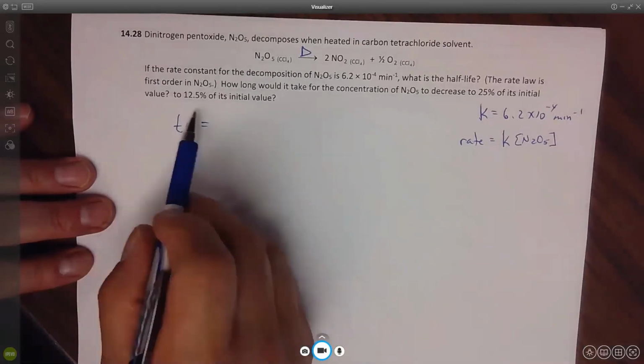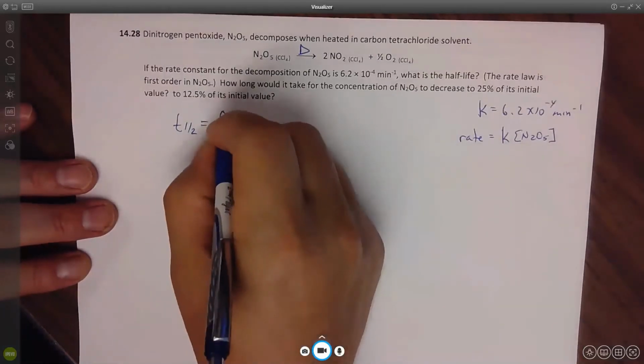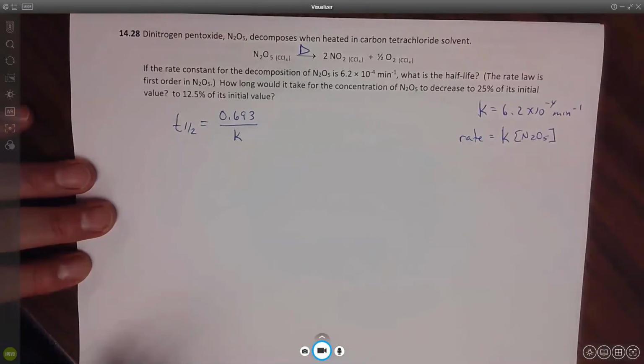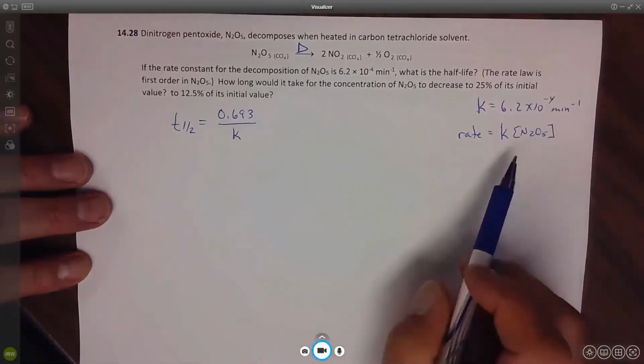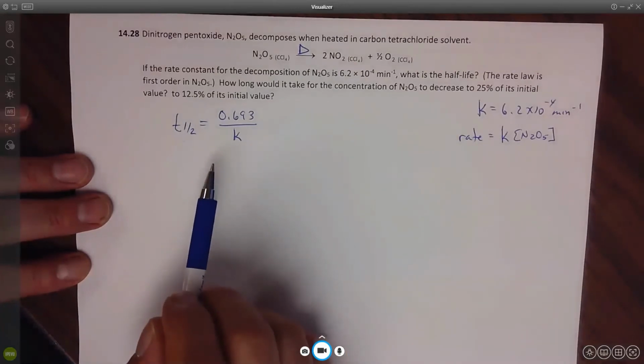So now we know that the half-life equation for a first order reaction is just 0.693 over the rate constant K. Again, that's why we need to know what the order is, so that we can choose the correct time concentration or integrated rate laws.